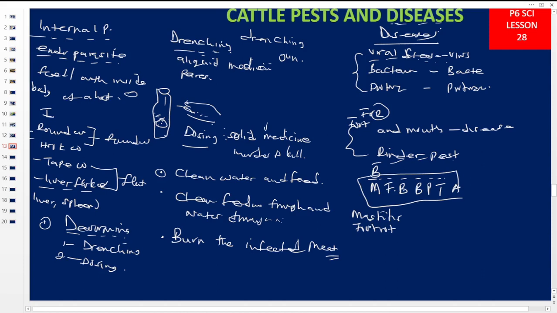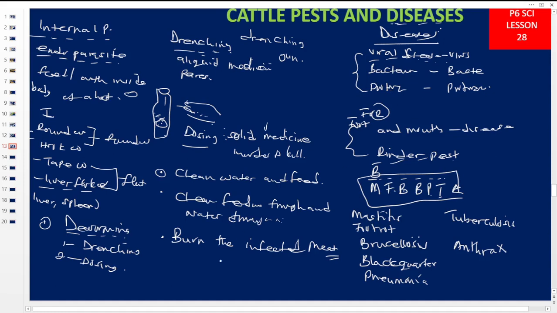Then B is brucellosis. Even this one can attack people. And again we have B, which stands for black quarter. Then we have P standing for pneumonia. Then this T stands not for tetanus, but for tuberculosis. Then A stands for anthrax. So these are bacterial diseases, and the earlier ones are viral diseases.